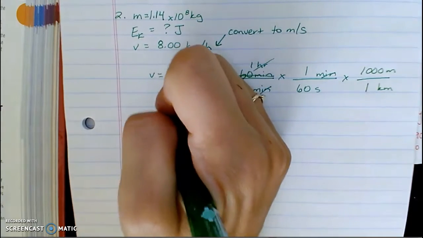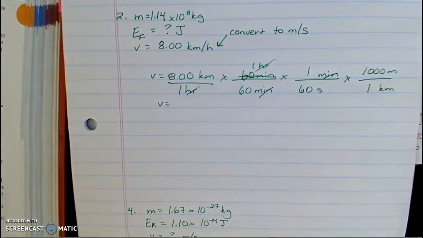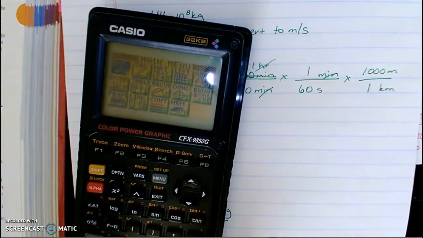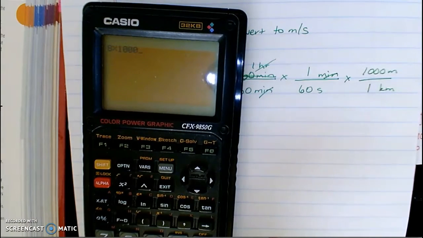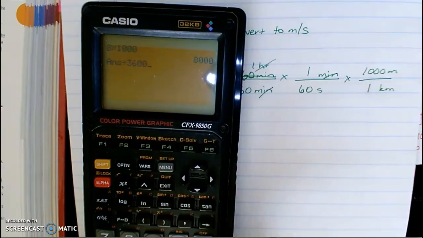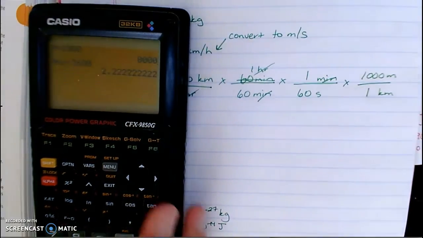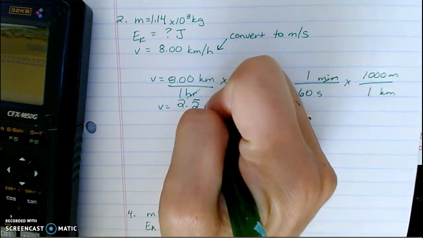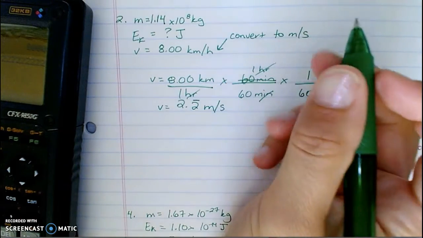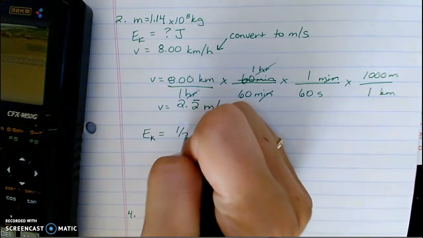Okay, so our velocity is going to be 8. Oops, my phone. There's the calculator. Okay, so we're going to go 8 times 1,000 divided by 3,600, because 3,600 is 60 times 60. That is 2.2 repeating. We are going to leave that in our calculator, because if we round early, that's a problem. It's going to give us the wrong answer.